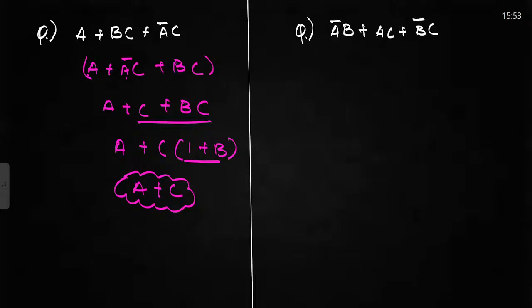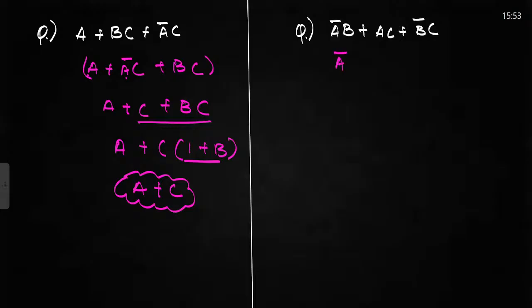Here let us see if the redundancy theorem is applicable. Here I am having A bar and A, and here BC. If BC would have been there, then the redundancy would have been applicable. And another is B and B bar, so here it is A bar and C. If this had been bar, then redundancy would have been applicable. But here redundancy is not applicable.